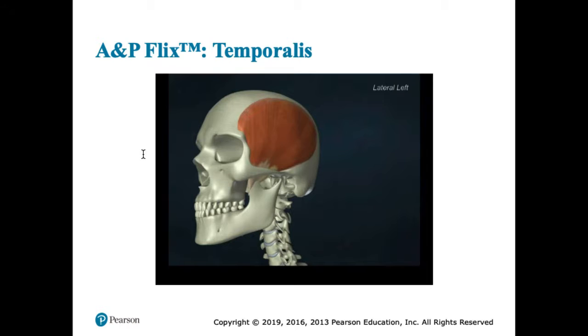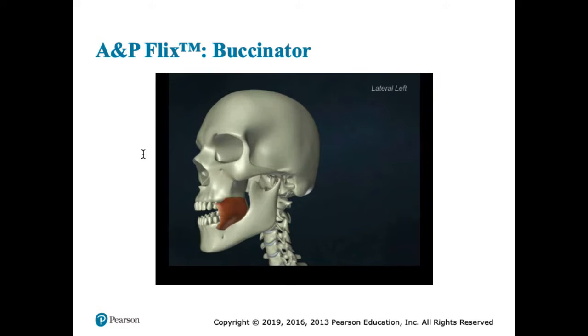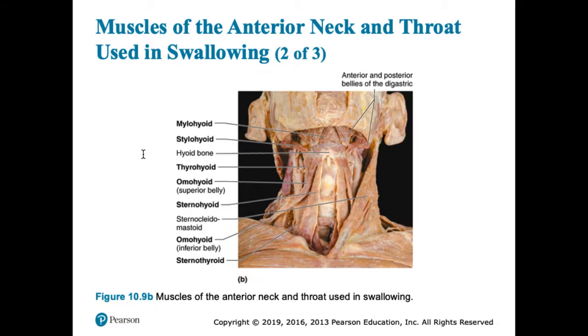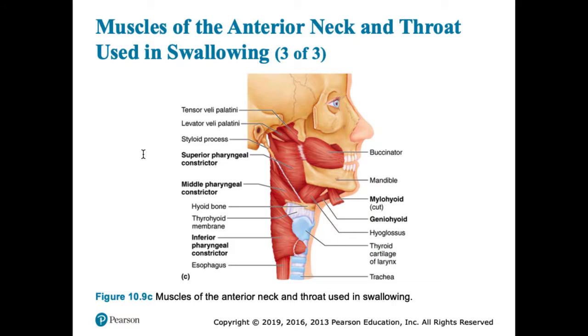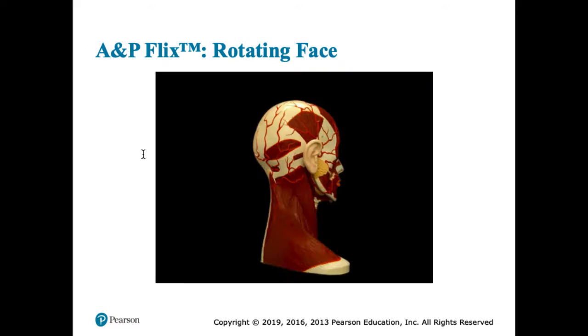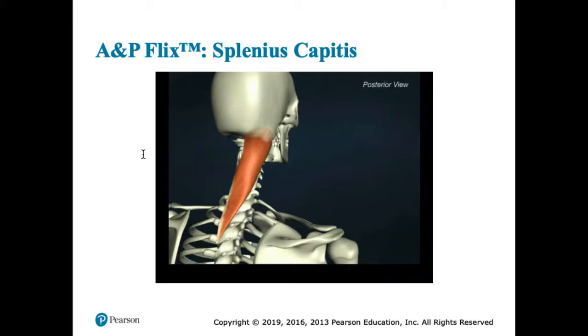Again, as I've said in previous chapters, I can't play this so that you would hear it, and it doesn't work well. So make sure you go into your PowerPoints that are loaded for you or even Mastering to see and watch each of these A&P flicks. So making sure you are going through each one of those. Knowing the muscles of the anterior neck and throat used in swallowing is essential as well. There it is on the cadaver. And of course, making sure you see the anterior neck there, looking at each of the muscles on those A&P flicks.